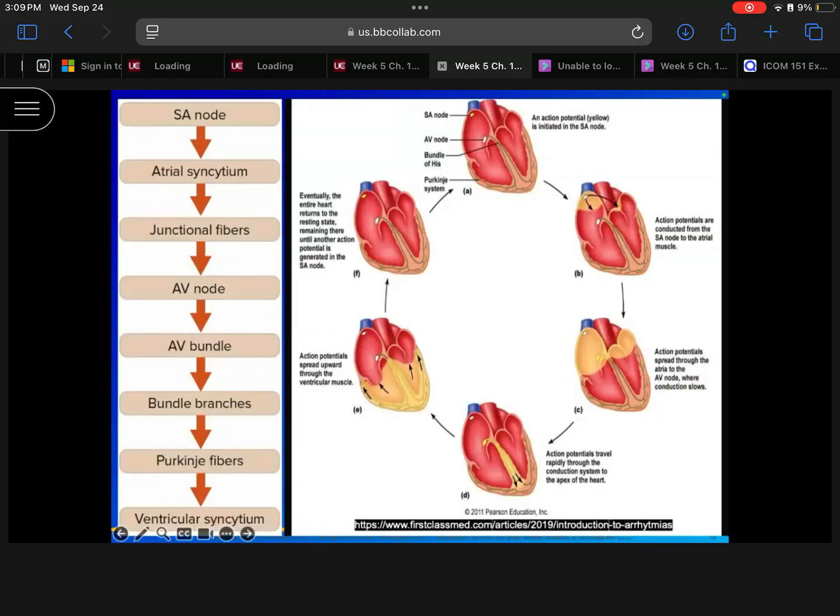All right, and then we're heading down to the AV bundle. Once we hit that bundle, no going back. Heading down the interventricular septum, through the right and left bundle branches, headed down to the apex, into the Purkinje fibers, and then hopefully we're going to have ventricular syncytium. And then what's going to happen?